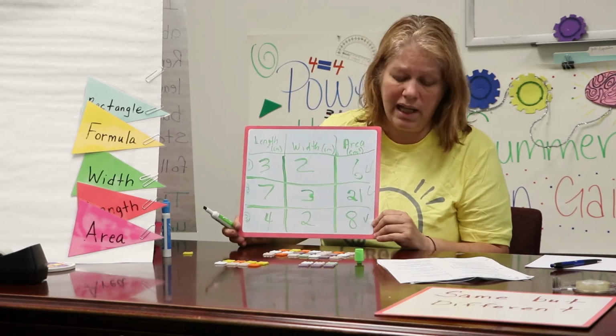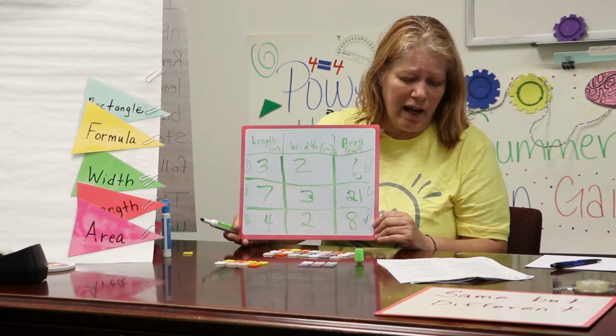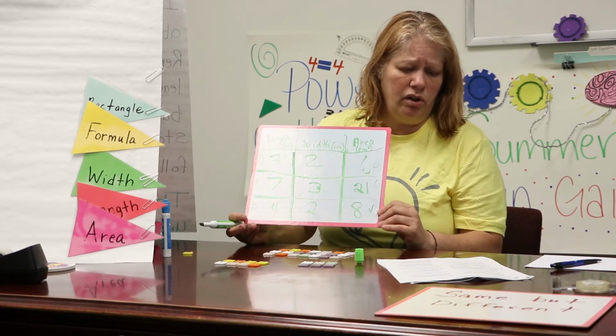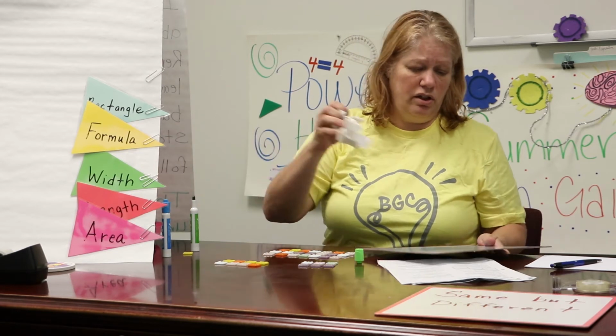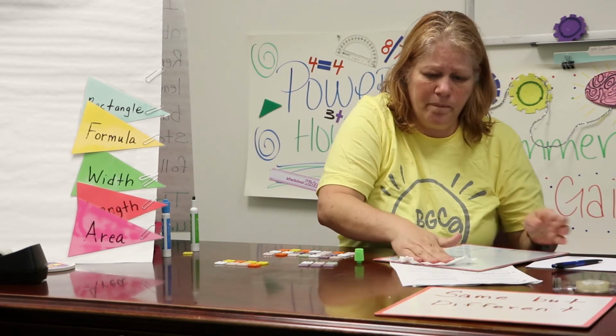You can go back and count the little squares in your rectangle. So after you calculate it and check it on your chart, if it's on your dry erase board, then you can erase it. If it's on your paper, then you can just get ready to write on a different part of your paper.